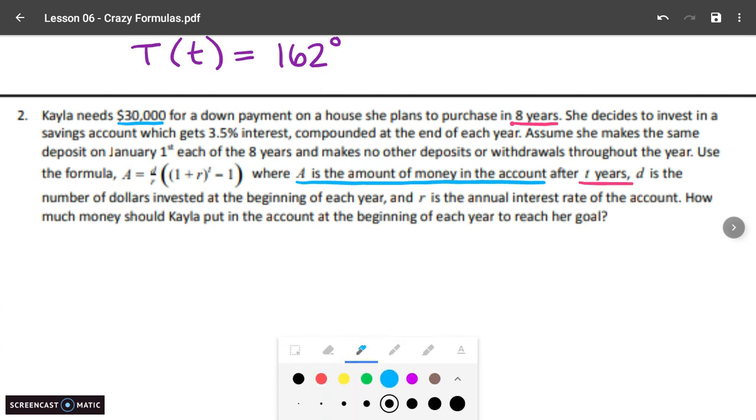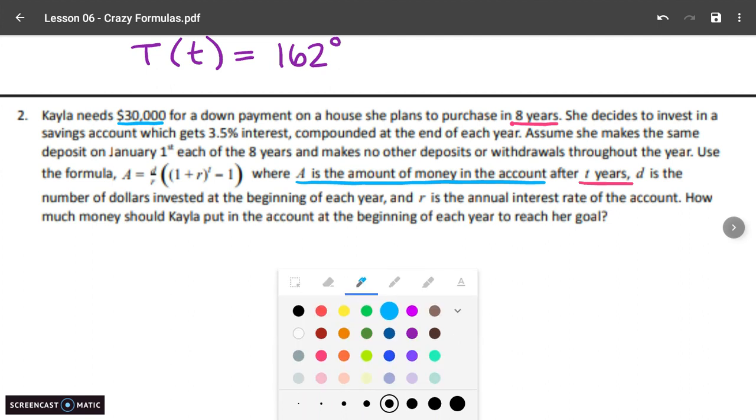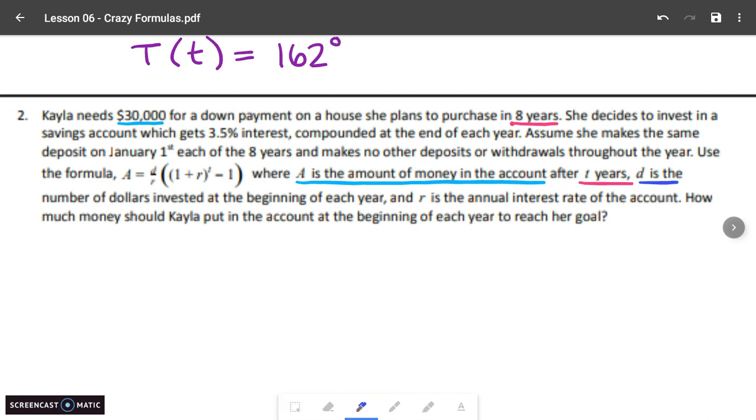D is the number she's investing. So when we read through that, D is that number of dollars invested at the beginning of each year. That's kind of how much she's starting with. So that's how much we want to know. That's what we're looking for here.